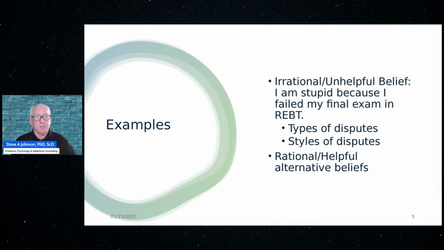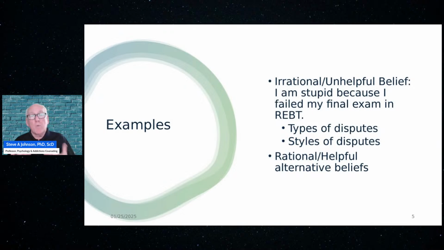Let me give some examples here. Let's say, and I have one like this, I am stupid because I failed my final exam in REBT. There are different types of disputes. So remember, I could do the pragmatic or the functional. I could do the empirical. Pragmatic would be, how is it helpful for you to call yourself stupid because you failed the final exam? Are you getting something good out of that? Is there any bad that comes? You see what I mean? So we try to get some explication of that.